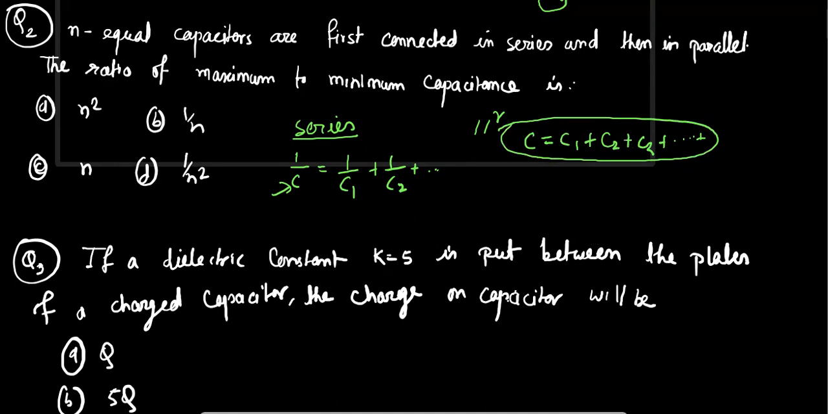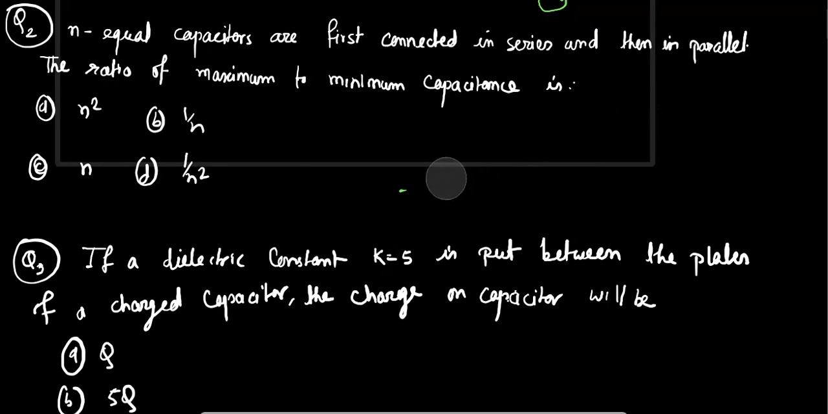So indirectly, the question mentioned here, we have to find the ratio of the equivalent capacitance of the parallel combination to the equivalent capacitance of the series combination. That's why we are going to solve it as, first of all, we have to find the equivalent capacitance in parallel combination. Here it is mentioned that the number of capacitors is n, so we can easily write n times C.